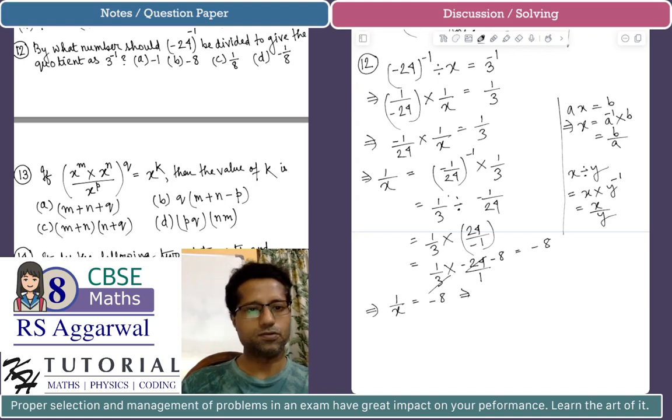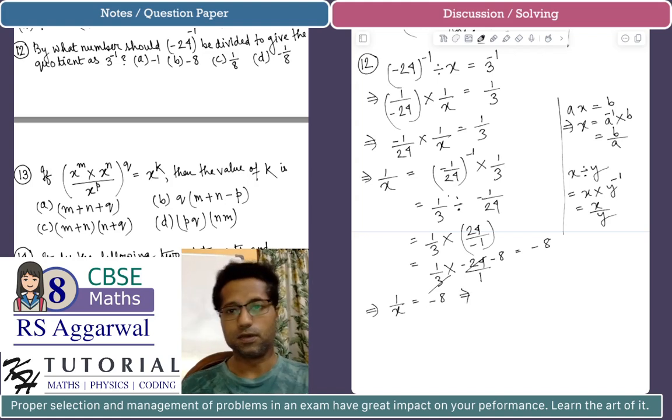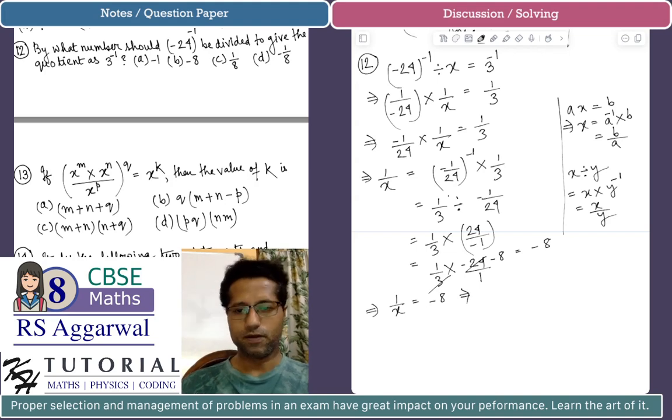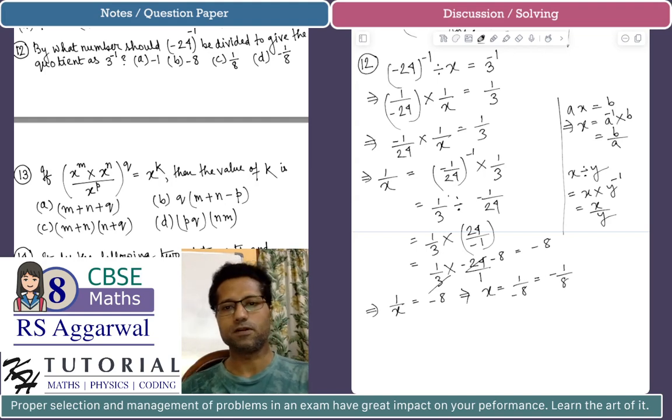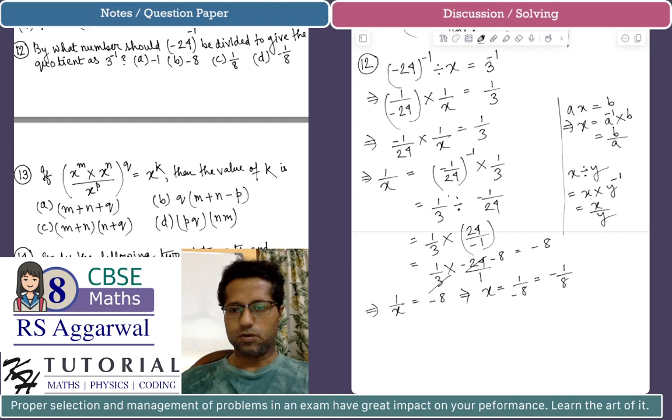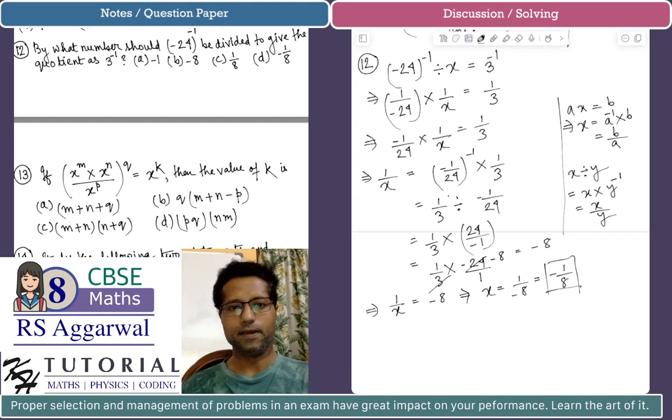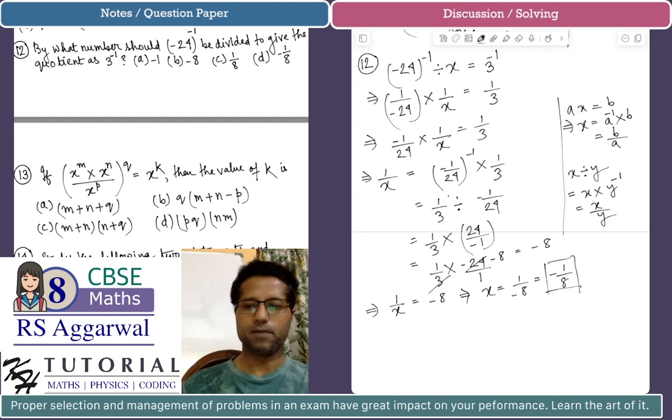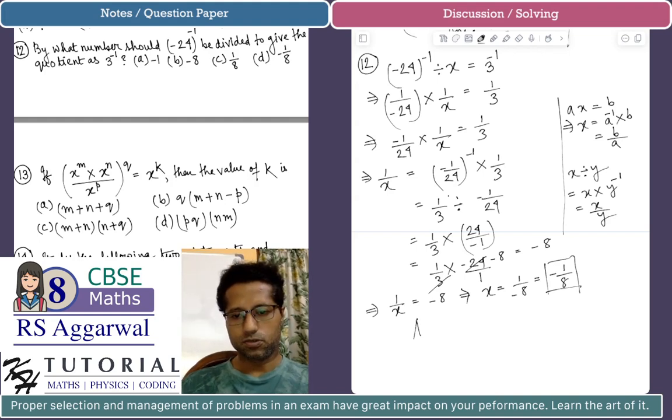This implies we have to solve for x. So we have to find the number which should be dividing. Okay, so 1 by x is minus 8. This implies x is equal to 1 by minus 8. This is equal to minus 1 by 8. So x is minus 1 by 8. That is the number which should be dividing the minus 24 raised to the power minus 1 to give the quotient 3 raised to the power minus 1. So the correct choice is D. D is the correct choice.